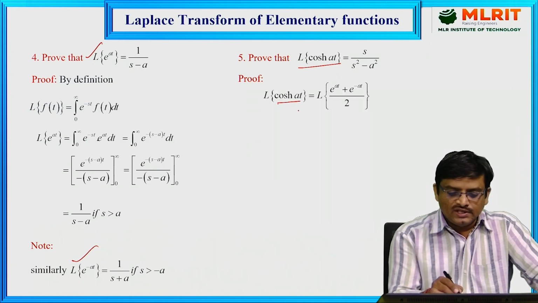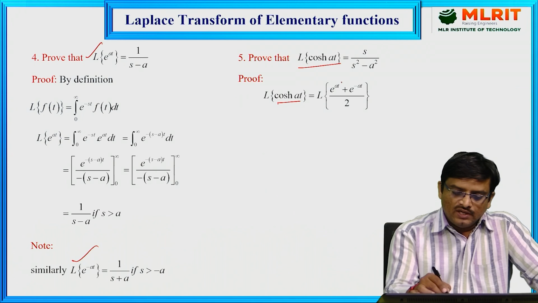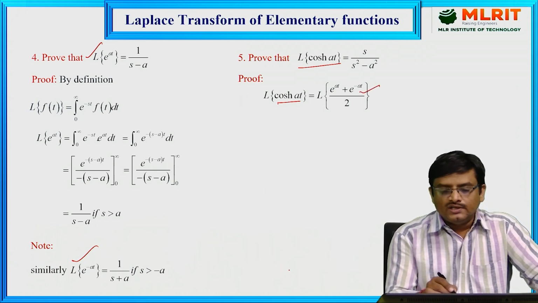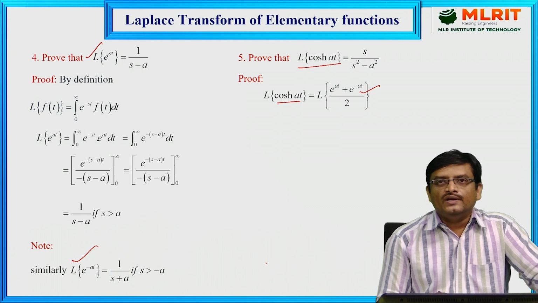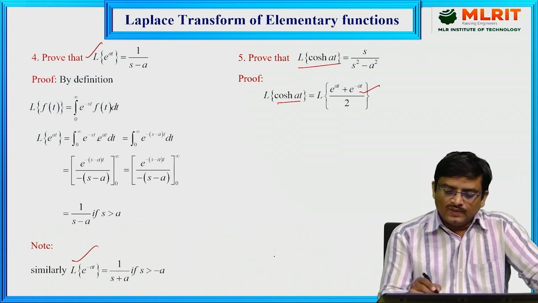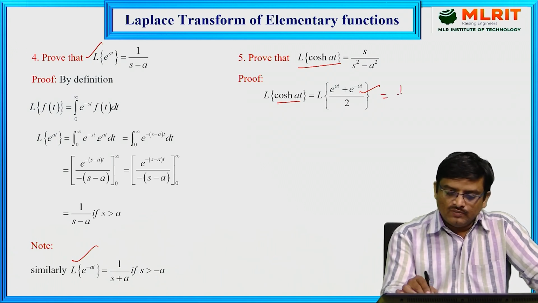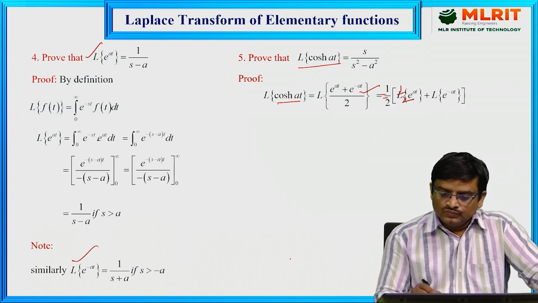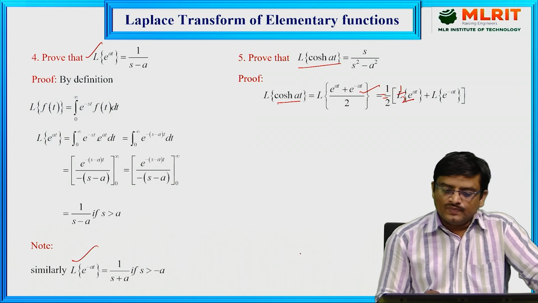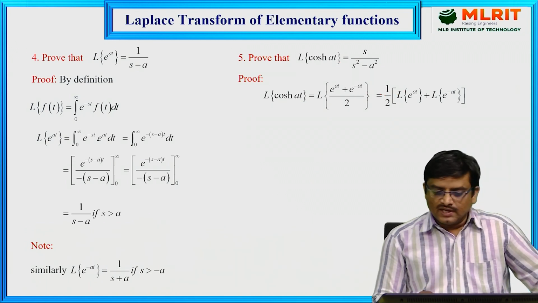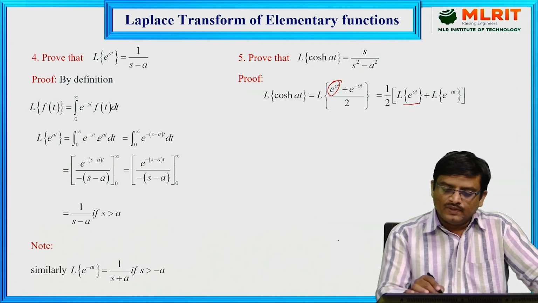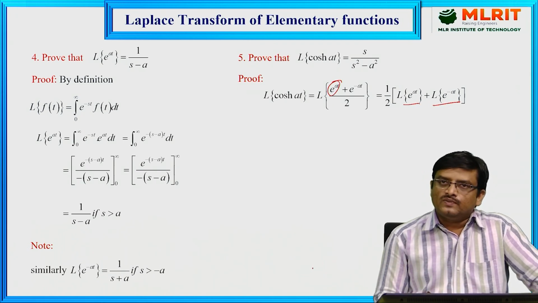So cosh at, we can write it as e power at plus e power minus at, divided by 2. This is the relationship between the hyperbolic cos and the exponential function. Now apply the linearity property. 1 by 2 is a constant, so we can take that constant outside the Laplace transform. Now apply the Laplace transform: the Laplace transform of the first term, e power at, plus the Laplace transform of the second term, e power minus at.